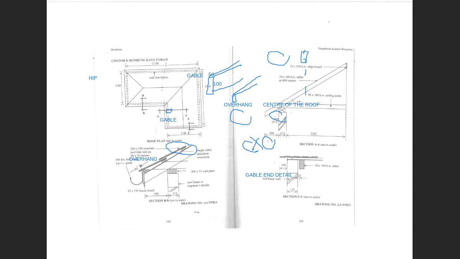But for the wall plate, because the wall plate is used to support or give the jointing between the rafter and the brick wall or the beam, it depends. If the structure has columns, it has the roof beam. If the structure doesn't have columns, everything is attached directly to the brick wall. So in order to attach, they must have something called the wall plate. That is the reason why the wall plate has the opposite design compared to the beam.